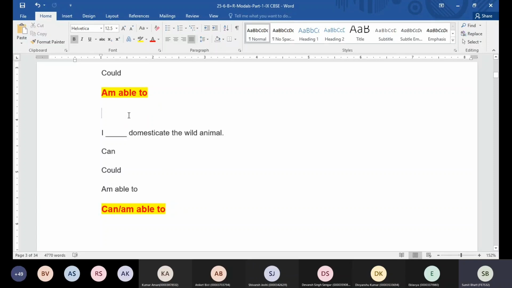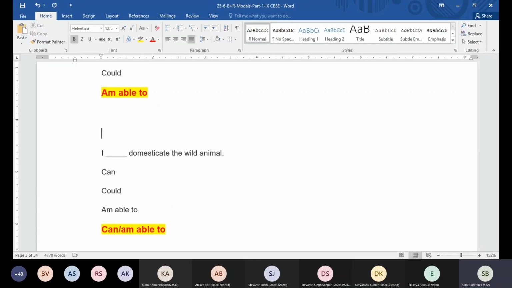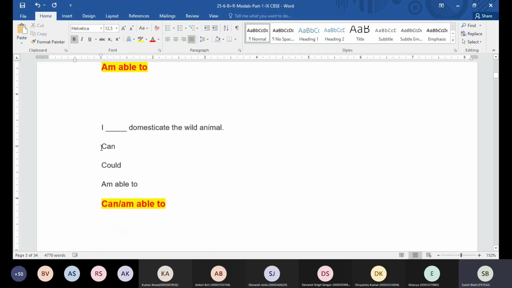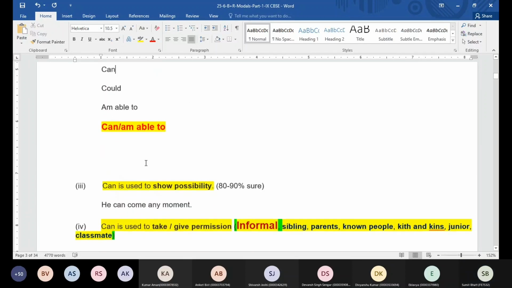In modals-related exercises, we always have to go for the better option. So here we can say am able to is the first choice, but if you don't have that, then we can go for can. Although you'll be getting four options in the exam, suppose you have three options and the last is none of the above. In that case, always go for am able to as the first choice. Second choice is going to be can.